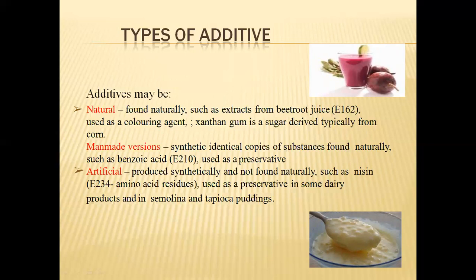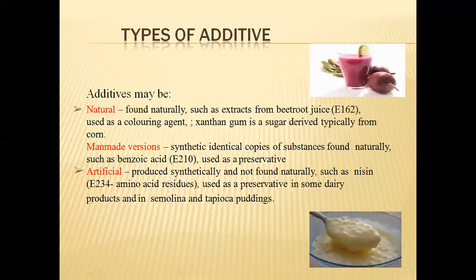Then the third type of food additives is artificial. These are produced synthetically and not found naturally, such as nisin E234, with amino acid residues, used as a preservative in some dairy products and in semolina and tapioca pudding, as you can see in the pictures.